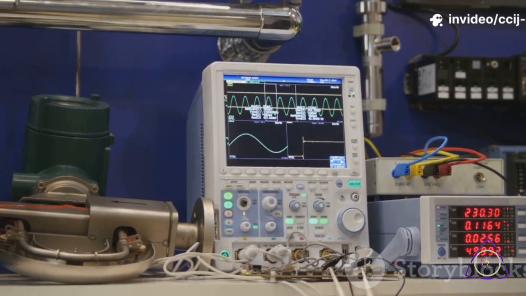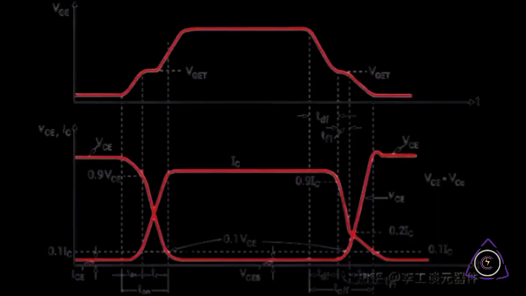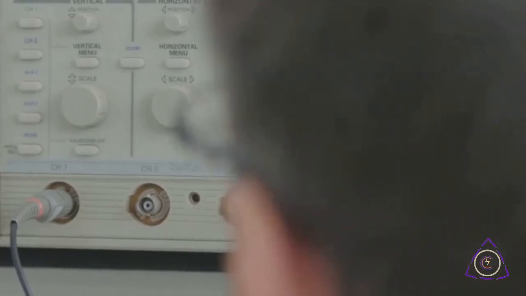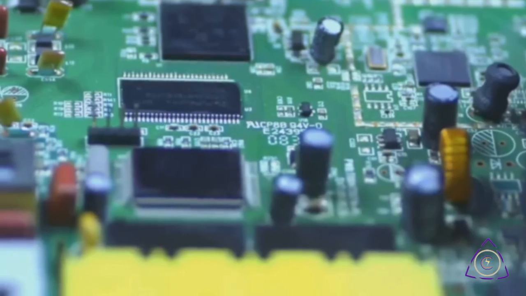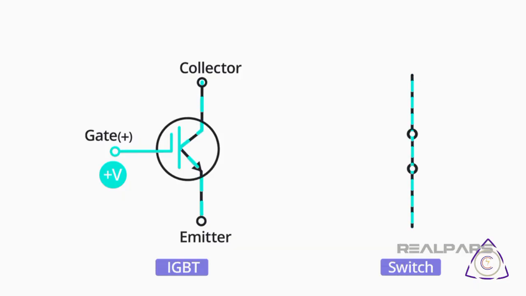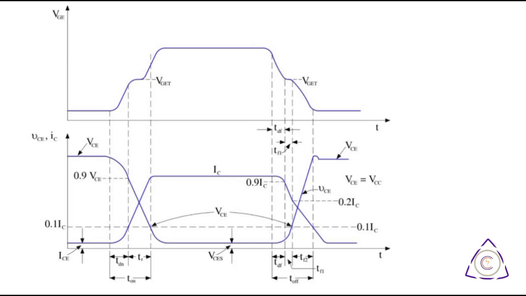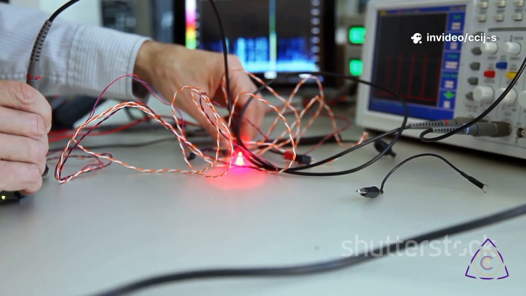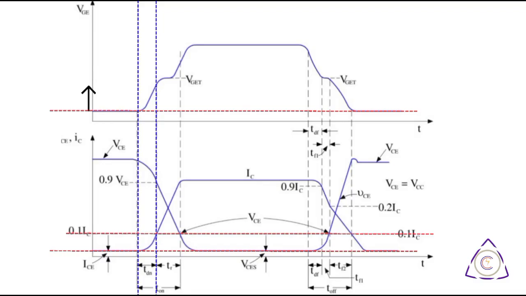Understanding these switching parameters is crucial for designing high-speed or high-frequency IGBT circuits. Think inverters, motor drives, or power converters. Faster transitions mean less switching loss and better efficiency. To sum up, switching characteristics define how quickly and efficiently an IGBT changes states. Mastering this lets you optimize performance and minimize energy loss in real-world designs.